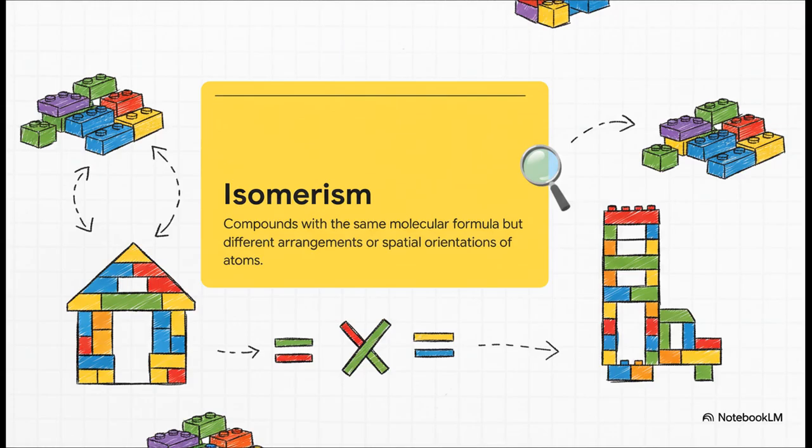Okay, so what is isomerism really? At its heart, it's actually super simple. Imagine you have the same exact set of Lego bricks, that's your molecular formula, but you can build them into a bunch of different shapes. That's all it is. Same parts, different final product.